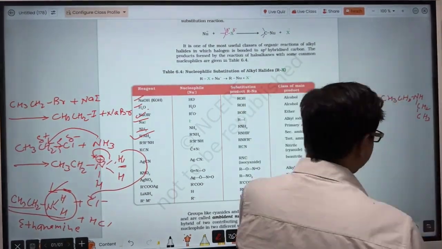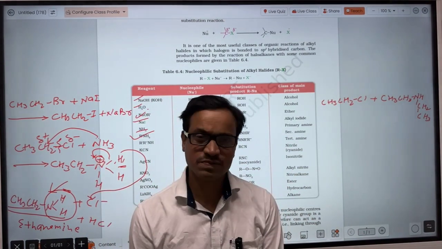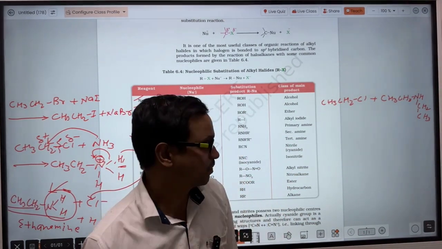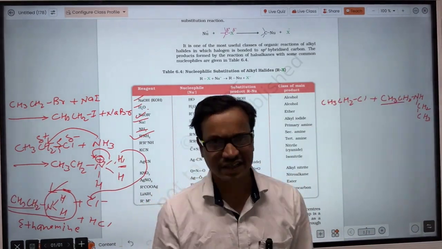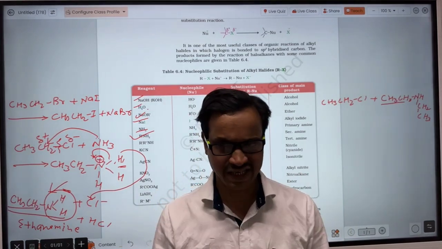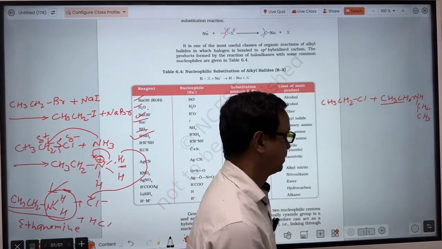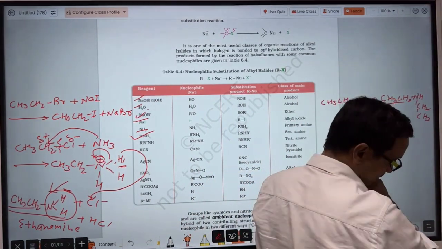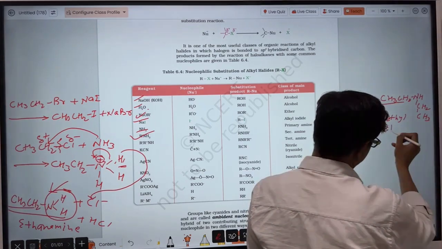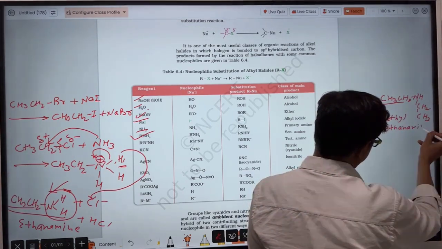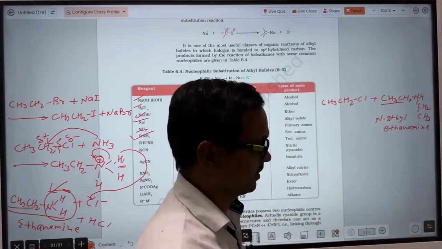This compound, what is the IUPAC name? Here two alkyl groups are bonded to the nitrogen. That means the alkyl groups are bonded to the nitrogen and not to the carbon. So for that we will write N. For the longer chain we will write amine, and the smaller one will act as a substituent. So we will write N-alkyl. Here we consider one smaller and one larger, so it will be called N-ethyl. So the IUPAC name of this compound is N-ethylethanamine.